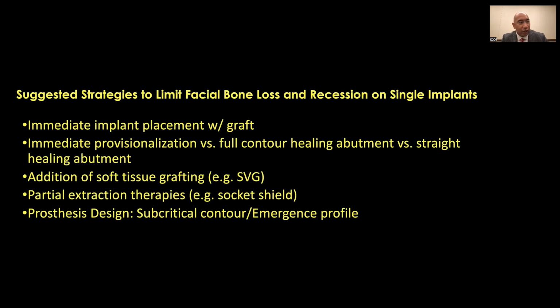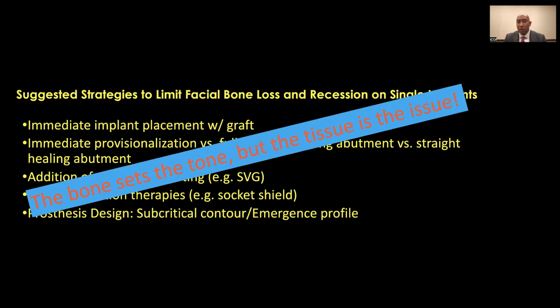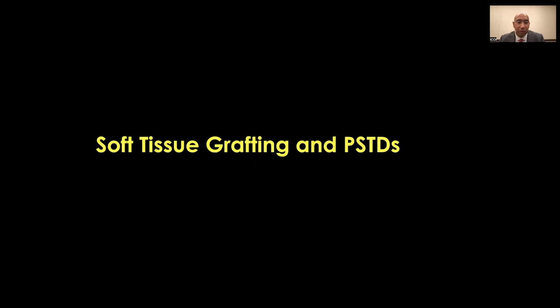Finally, we're definitely changing the way we do our crown designs. We're paying a whole lot more attention to the subgingival contour and the emergence profile, making it concave when it comes to the subgingival aspect. So the bone sets the tone, but the tissue is definitely the issue.